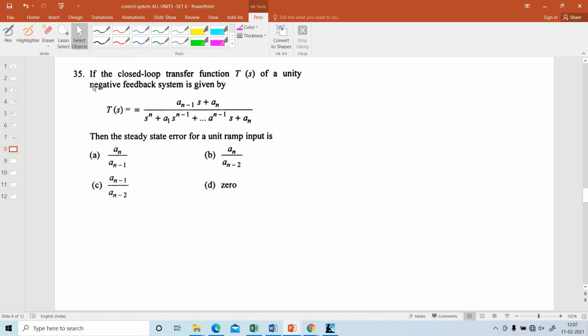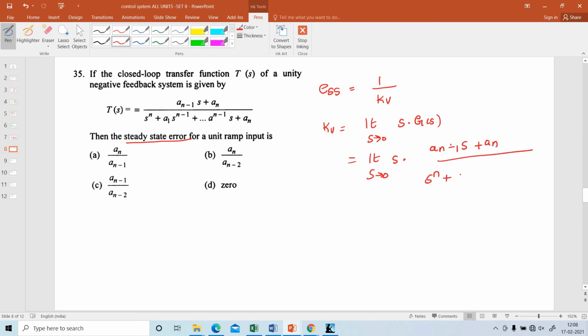Next problem. If a closed loop transfer function T of S of a unity negative feedback system is given by, then the steady state error for the unit ramp input. So what is the steady state error? ESS is 1 by kV. How to find out kV? Limit S tends to 0, S into G of S. So limit S tends to 0, S into G of S is what? An minus 1 into S plus An divided by S power n, A1 S power n minus 1, An minus 1 S plus An. Now I have to put 0 here and S will be 0. So limit S tends to 0, 0 into the multiple of anything that is equal to 0. So kV equal to 0.